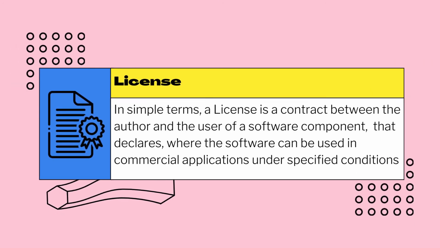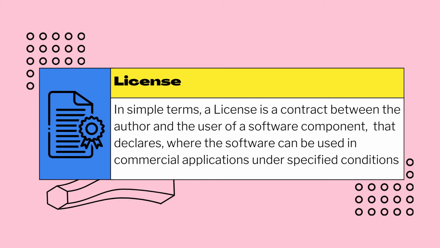So in simple terms, a license is a contract between the author and the user of a software component that declares where the software can be used in commercial applications under specified conditions. The license is what turns your code into an open source component. Without an open source license, the software component is unusable by others, even if it has been publicly posted on GitHub.